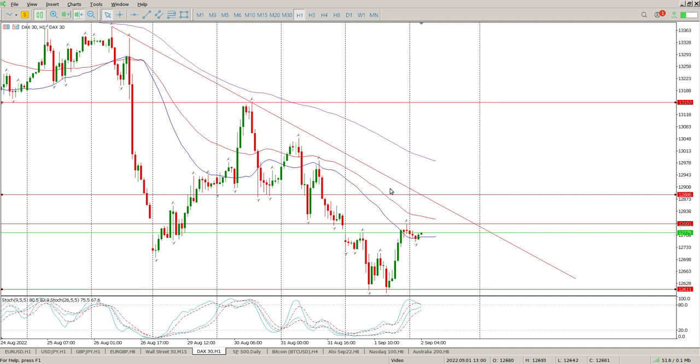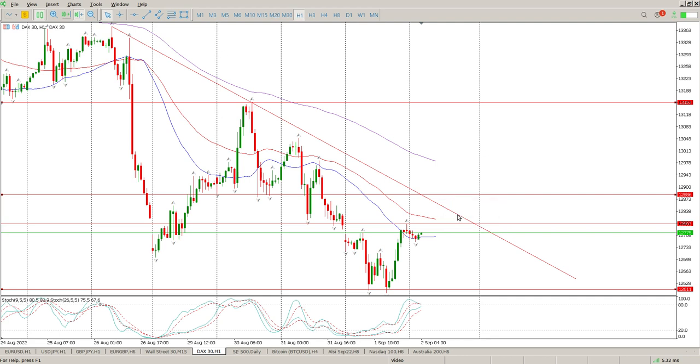That's this horizontal support which coincides with the diagonal resistance, not support, and pull back. So what we're looking for is a break above the high of yesterday, a pullback to test it at 12,800, and then we're looking to go up in steps. First step is going to be the trend line, pull back, break the trend line, then it'll be here.